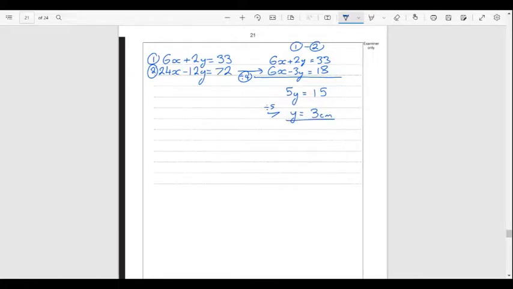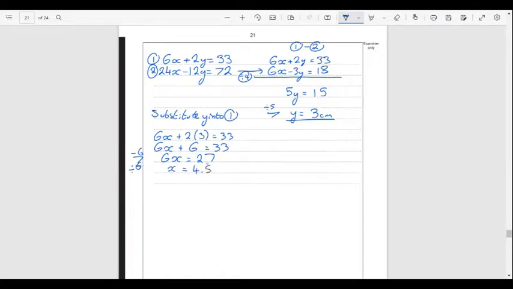Okay. Last step then, substitute y into equation 1 because it's smaller. So 6x plus 2 times 3 equals 33. 6x plus 6 is equal to 33. I'm going to take away 6, so 6x is equal to 27. Divide by 6, so x is equal to 4.5. So final summary: y is equal to 3 centimeters, x is equal to 4.5 centimeters.